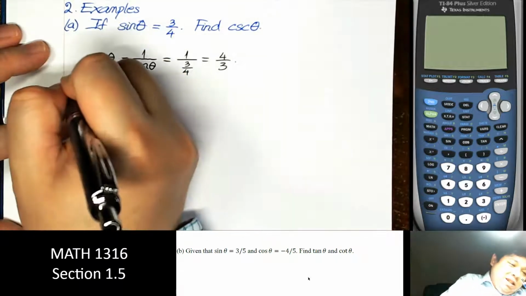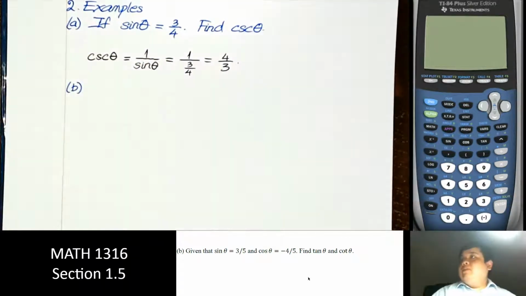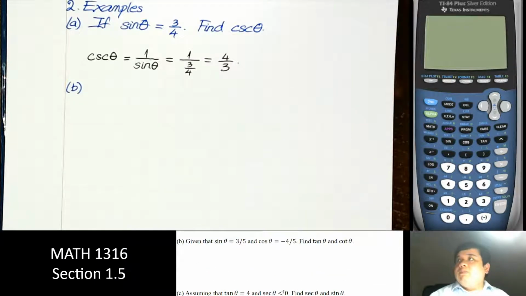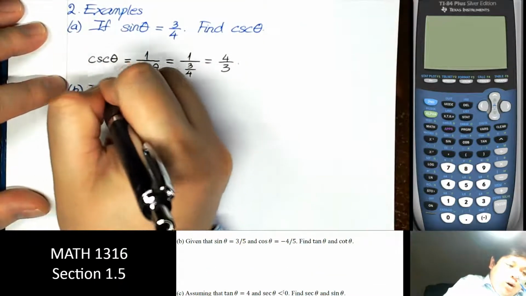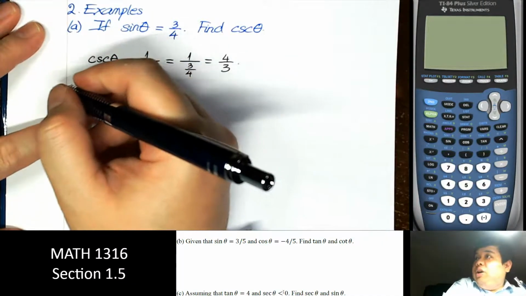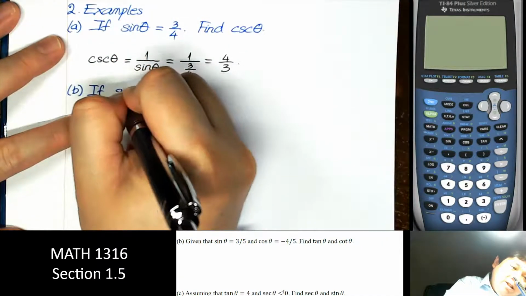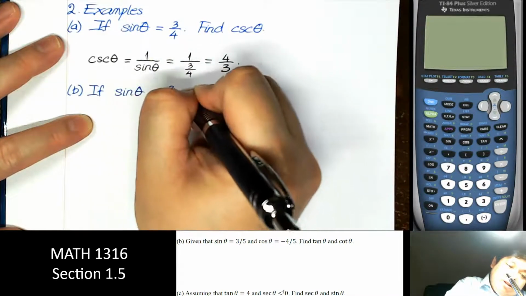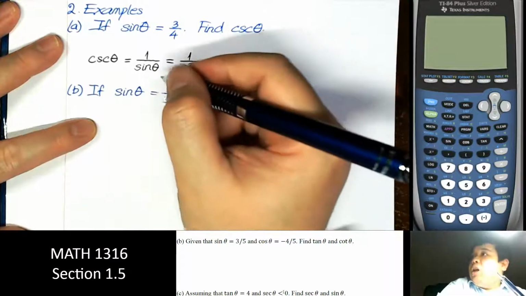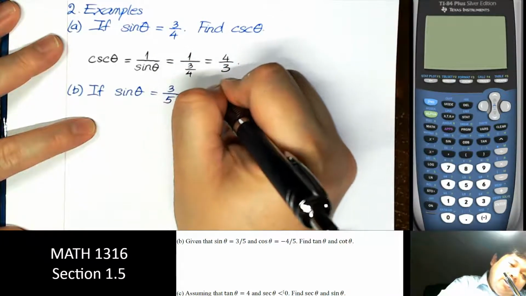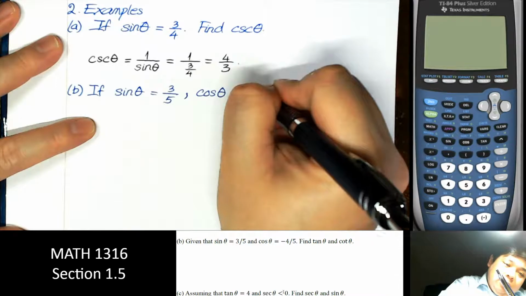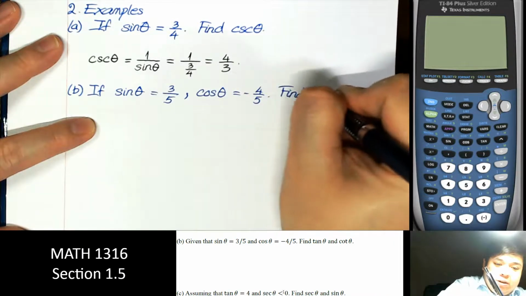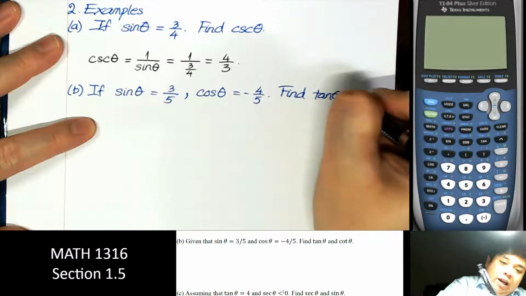B. We know sine is 3/5. Cosine is negative 4/5. Find tangent and cotangent.